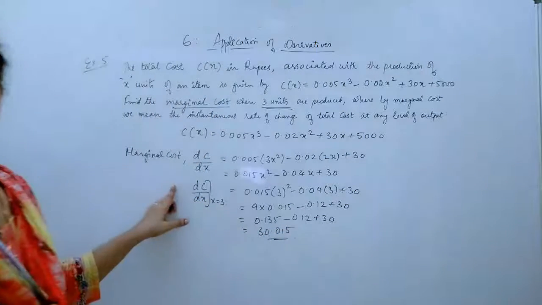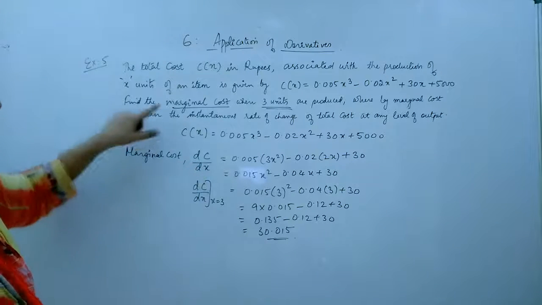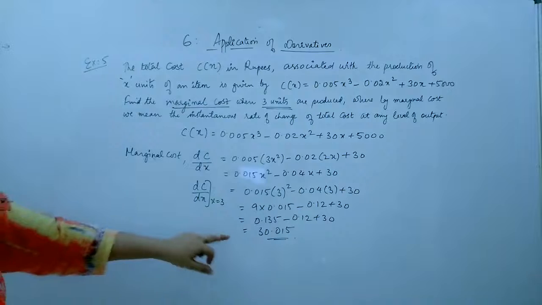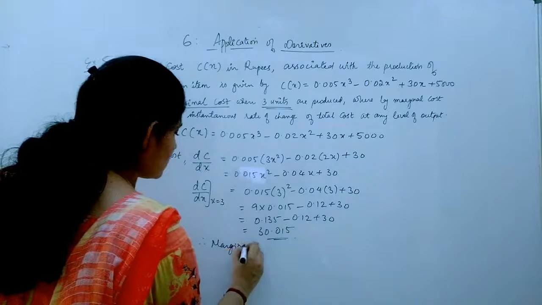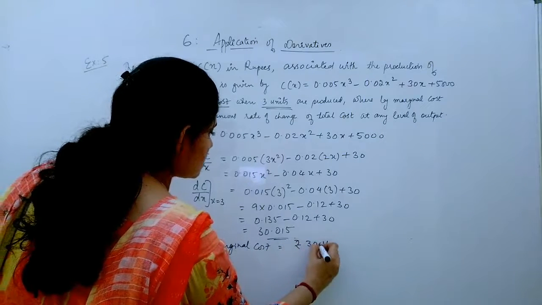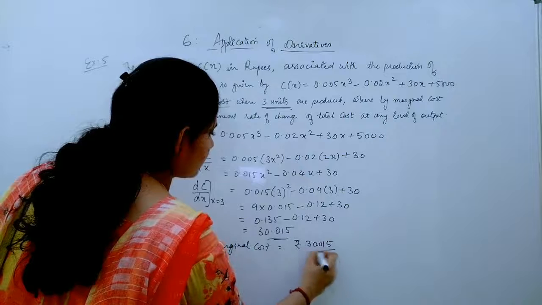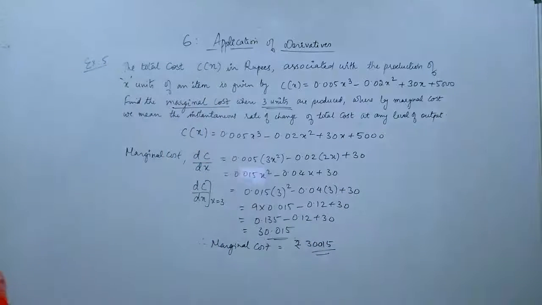Since this is your dc by dx and marginal cost, the unit will be in rupees. So the marginal cost is equal to rupees 30.015. Okay.